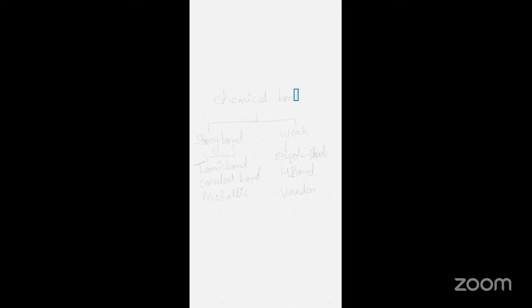So, first coming to your ionic bond. What do you mean by ionic bond? It is formed due to complete transfer of electrons. When there is a complete transfer of electrons, you will be forming cations and also your anions. They will be attracted by electrostatic force. What is meant by electrostatic force? Any idea? When there is a positive and negative charge, there will be an attraction between them, which is known as electrostatic force.